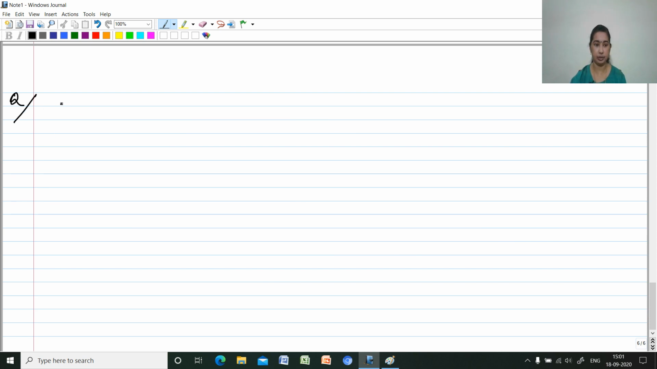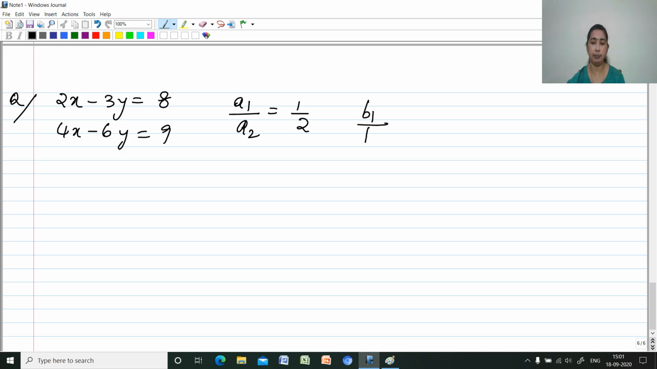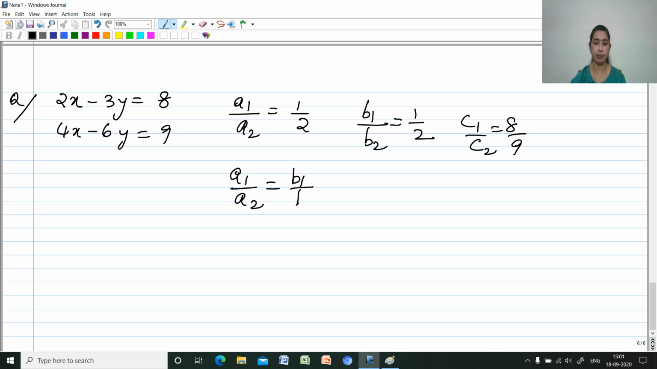Next one. 2x minus 3y equal to 8, and 4x minus 6y equal to 9. So we'll compare a1 by a2 is equal to 2 by 4, that is 1 by 2. Then b1 by b2 is equal to 3 by 6, that is again 1 by 2. And c1 by c2 is equal to 8 by 9. So there we are getting a1 by a2 is equal to b1 by b2 not equal to c1 by c2.